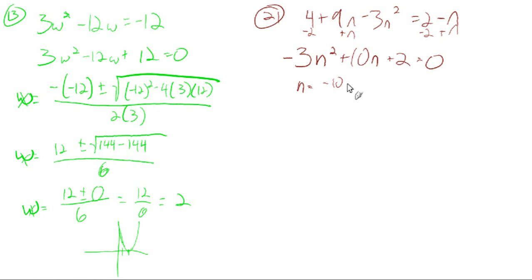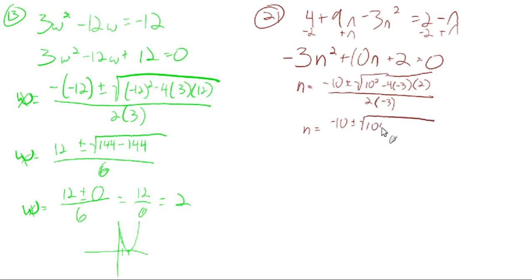N equals negative b plus or minus the square root of b squared, that's 10 squared, minus 4 times a times c, over 2a, and a is negative 3, and equals negative 10 plus or minus the square root of 100, plus, because we got a negative times a negative, 12 times 2, that's 24, over negative 6, and equals negative 10 plus or minus the square root of 124 over negative 6.